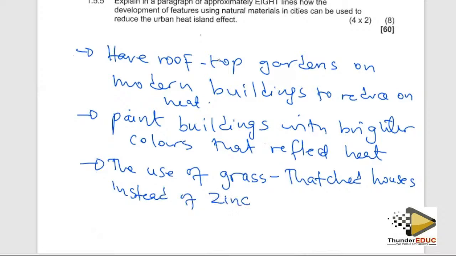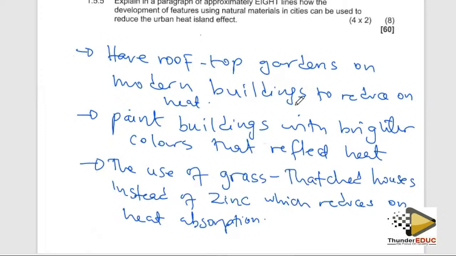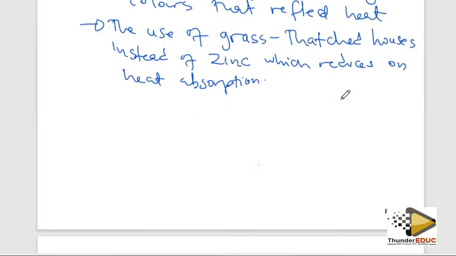Also reduces heat absorption, because we know the grass will not absorb heat if we compare it with zinc. Zinc, we know, does absorb, but if you use grass thatched houses, their rate of absorption is lower as compared to zinc, right?